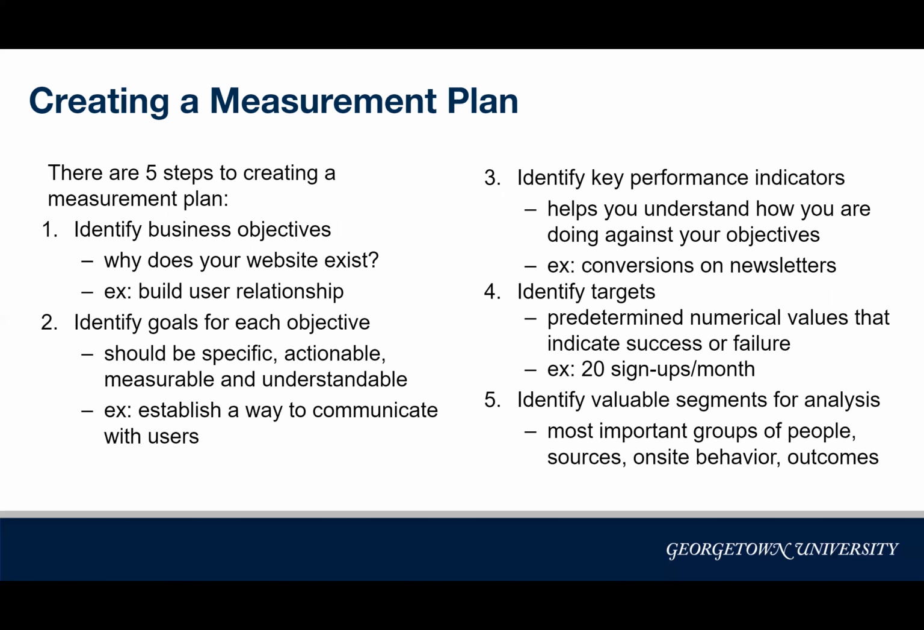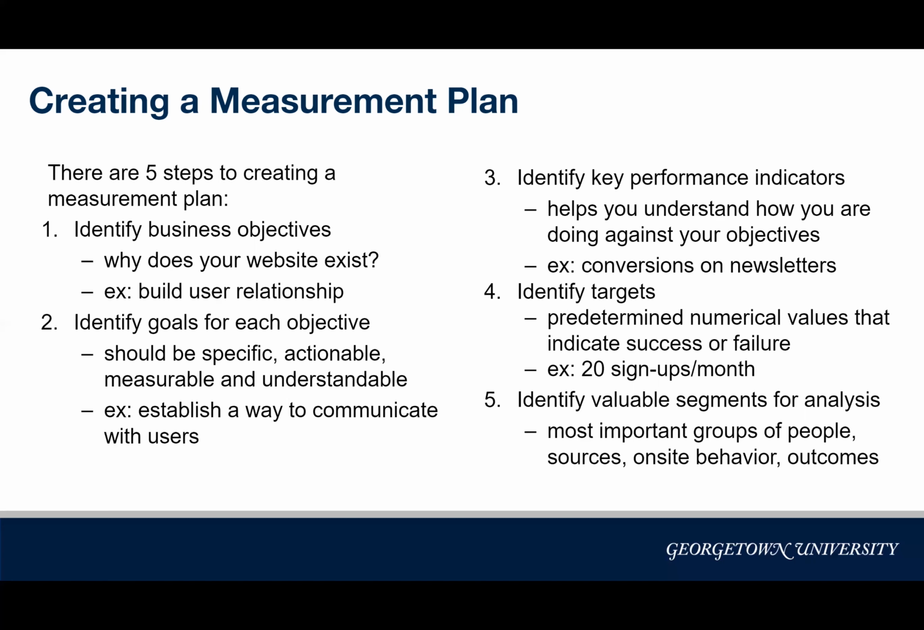So now let's move on to the actual steps to creating a measurement plan. And there's going to be 5. The first step is going to be to identify your business objectives. So you can have a few different objectives for your department, and you'll typically have between 1 to 3 objectives. Your objectives are going to be broad topics that answer questions like, why does your website exist? And what is the purpose of your website? An example of an objective could be to build a relationship with my users.